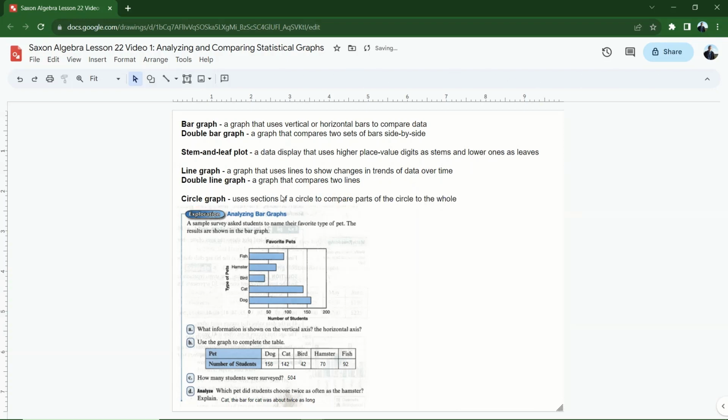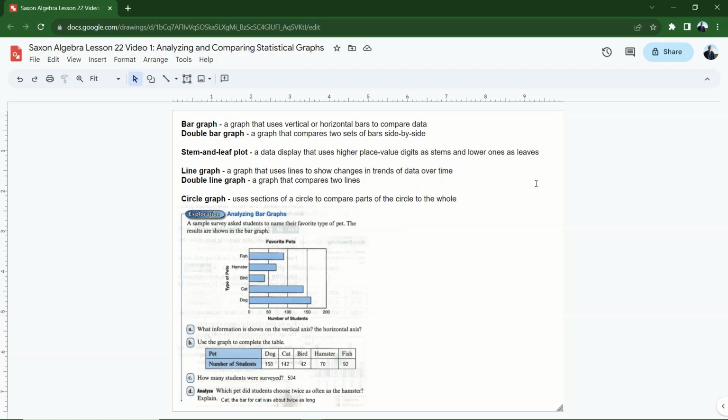And then finally, a circle graph is more commonly known as my favorite kind of graph, the most delicious type of graph, a pie chart. Hey, did you realize that a pizza is actually a real-time pie chart of how much pizza is left? A circle graph uses sections of a circle to compare parts of the circle to the whole. So a circle graph is used when we just have one set of data and we want to see what percentages of that data lie in different groups. We'll see that in just a moment too.